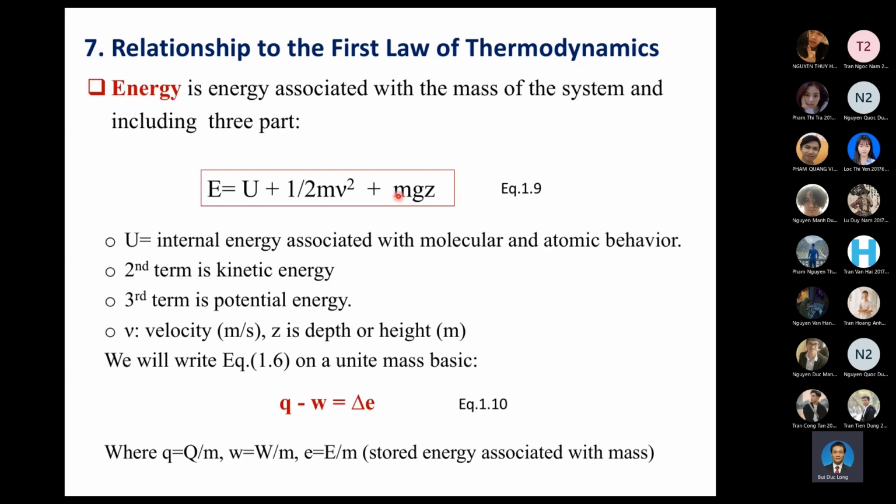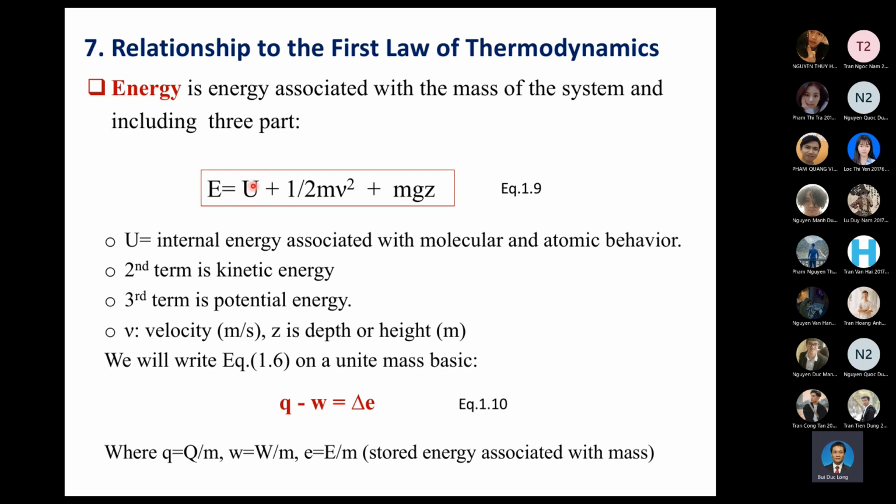Okay, so the lights will be involved to energy in the system. So for the energy in the system, how do we define energy in the system? Here, energy in the system is defined as the energy associated with the mass of the system and includes three parts.